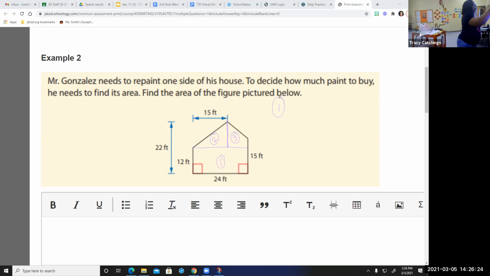So in the first one, it looks like a rectangle. We need length and width. So it looks like that'll be 12 and 24. And then I will do 12 times 24, to get 288.